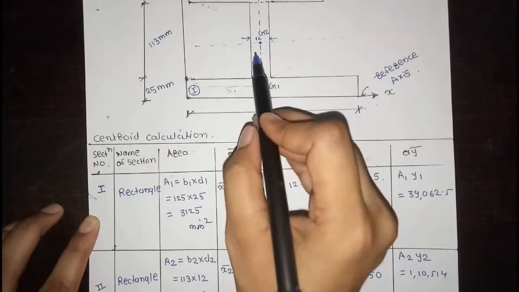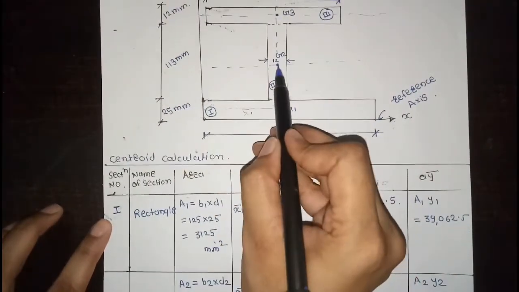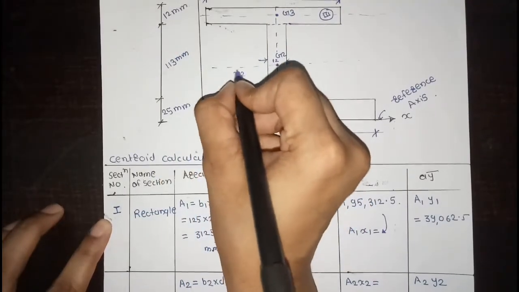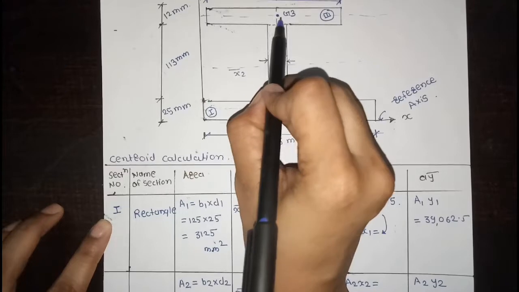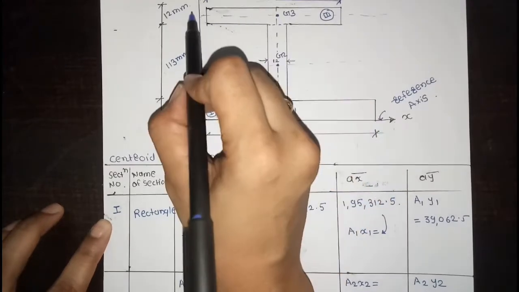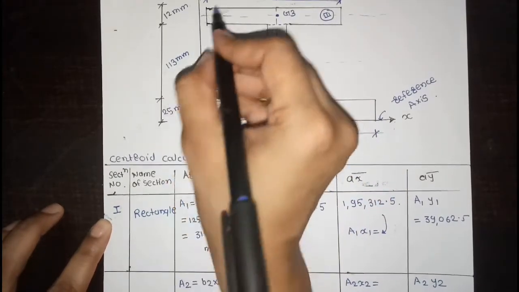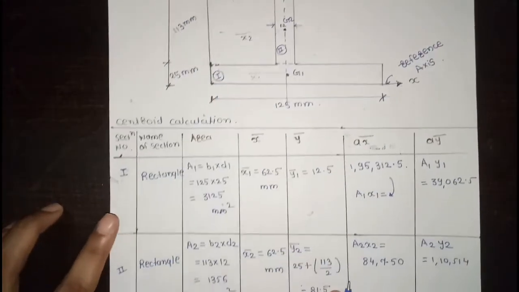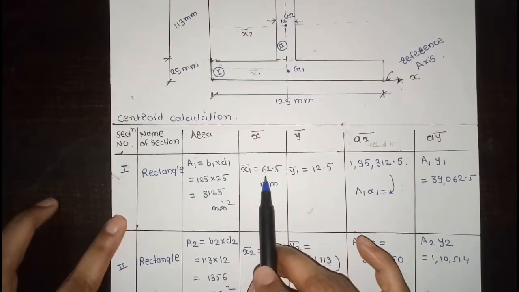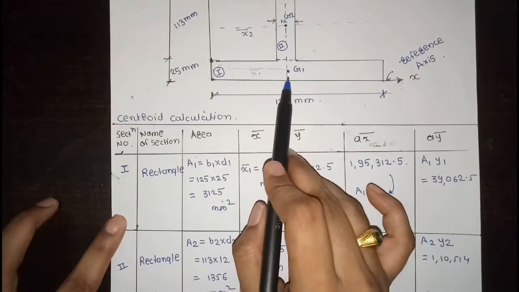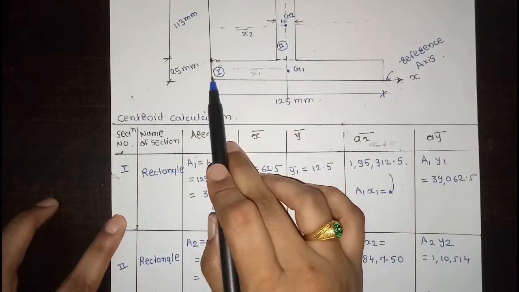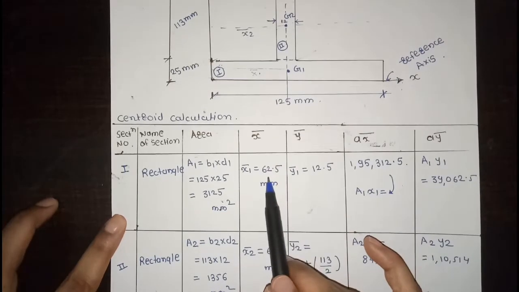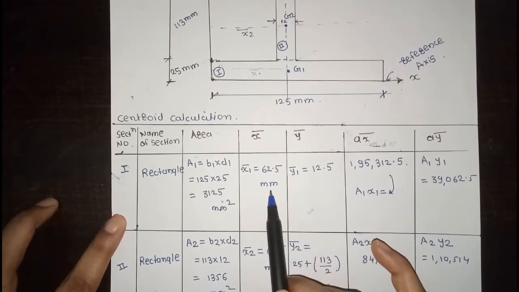The distance between point G2 to base of y-axis means x2 bar, and the distance between point G3 to base of y-axis means x3 bar. Okay, so calculate x1 bar. Distance between point G1 to base of y-axis means 125 divided by 2, then we get 62.5 mm.